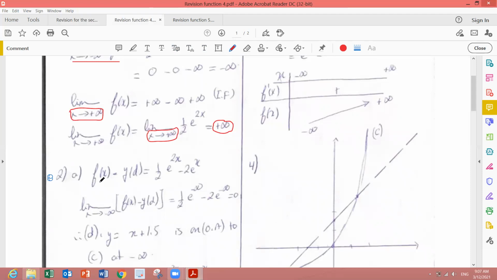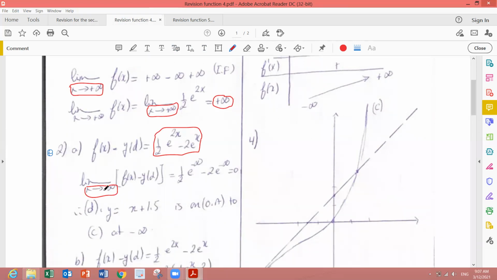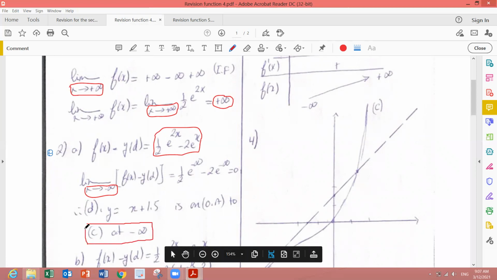So here f of x minus y of D, we get half e power 2x minus 2e to the x. Limit as x tends to minus infinity: half e to the power minus infinity minus 2e to the minus infinity equals 0. Since the limit as x tends to minus infinity of f of x minus y of D is 0, we say that the line D of equation y equals x plus 1.5 is an oblique asymptote to C at minus infinity.